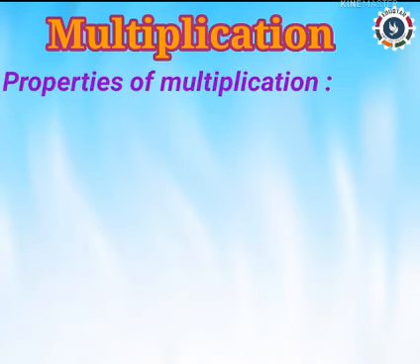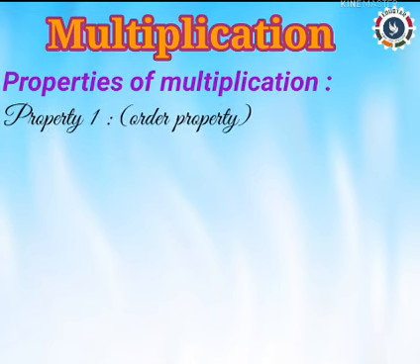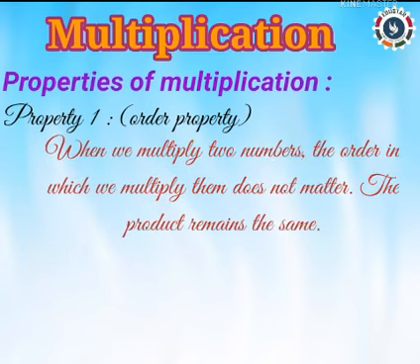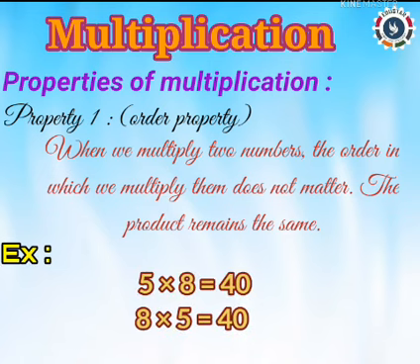Now let's see the properties of multiplication. There are 4 properties in multiplication. Property number 1, order property. When we multiply two numbers, the order in which we multiply them doesn't matter, the product remains the same. That is, we can multiply numbers in any order, but the product won't change. For example, 5 8s are 40, 8 5s are 40. Here I changed the order, but the answer 40 didn't change.